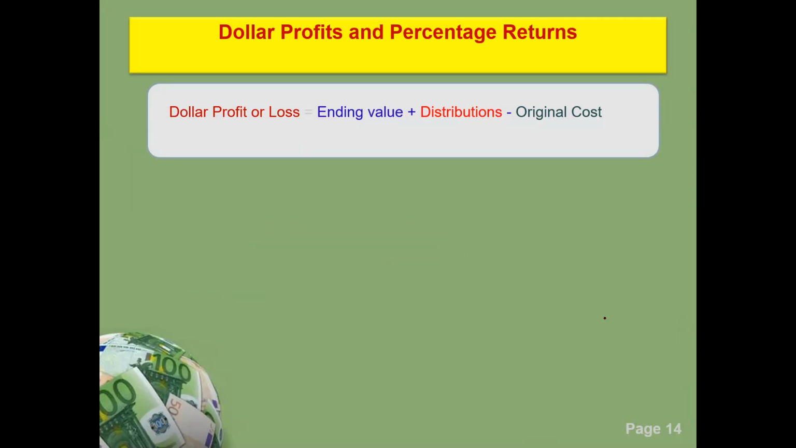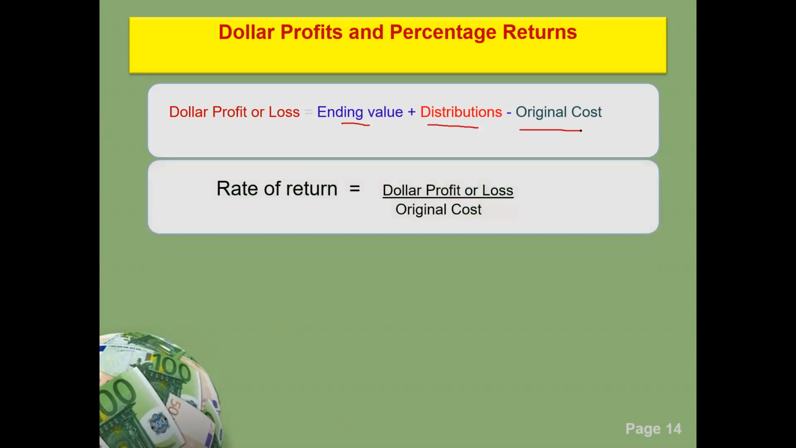First of all, let's see what profit and loss is. We know dollar profit and loss is the ending value plus distributions minus original value or original cost. And the rate of return is the dollar profit and loss divided by the original cost. When we divide it by the original cost, you may be wondering what I'm doing, but we'll take an example, then it will be more clear. So we are always looking at the rate of return. Rate of return is something which we are looking for. So it's the dollar profit and loss divided by the original cost. This is what we call the rate of return.